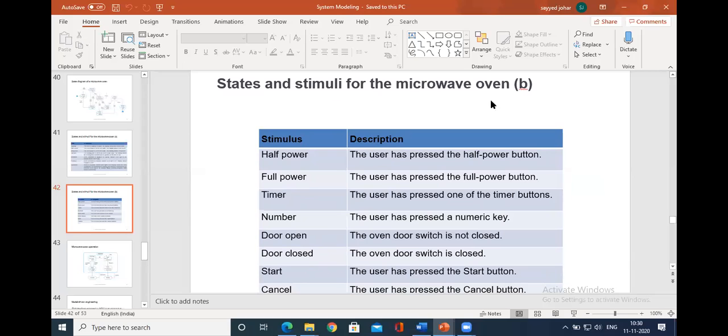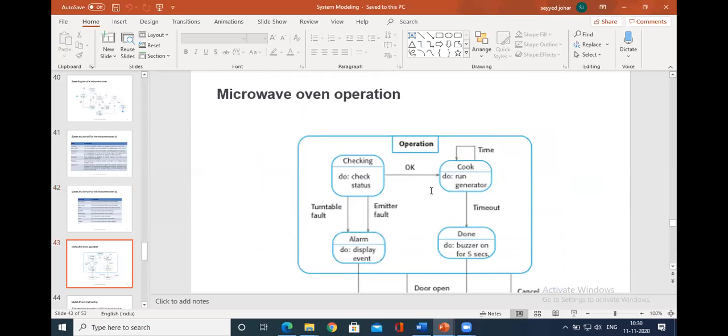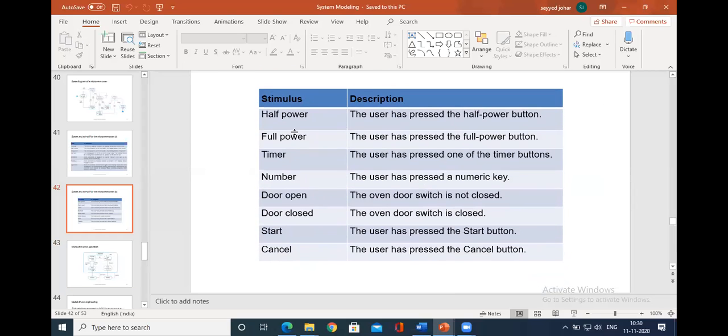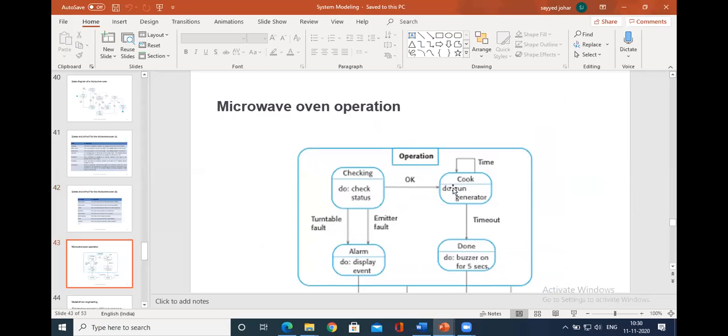See the states and the stimuli for the microwave oven. So one more concept. This is the second diagram. This one, this is a diagram. So before you start the state diagram, you should have knowledge of these stimuli, that is, what all the states are, that is half power.